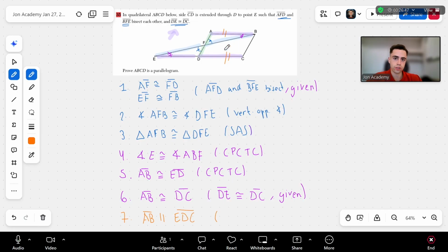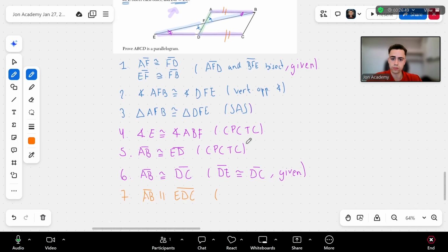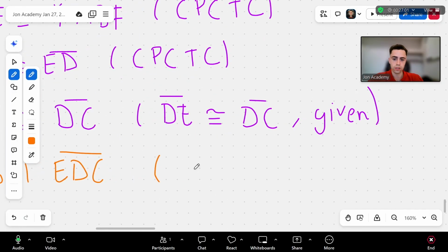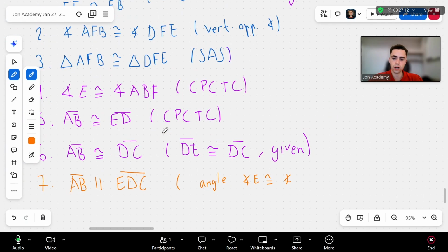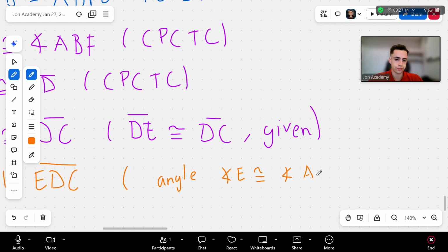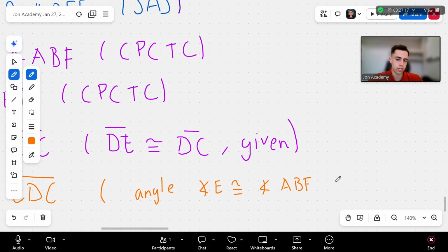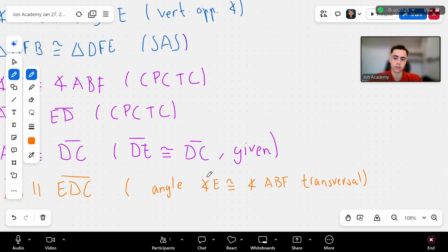Because of, well, first we could write, we have the angles already. Because of two angles are congruent in a transversal, no? Angle E congruent with angle, how did we call the other one? ABF, no? And there is a transversal in between them. So that means they have to be parallel, those two sides.